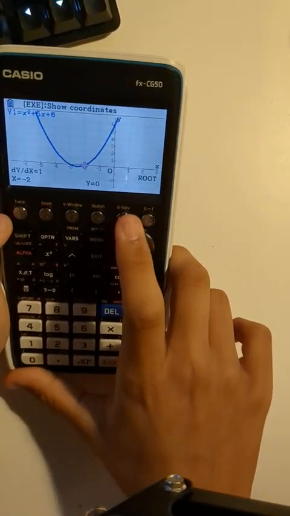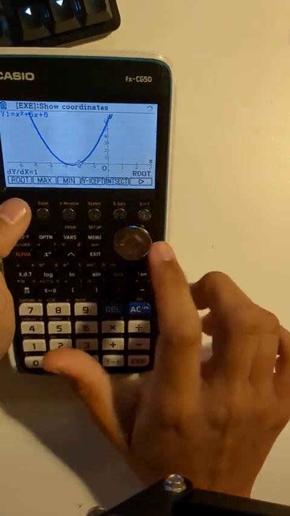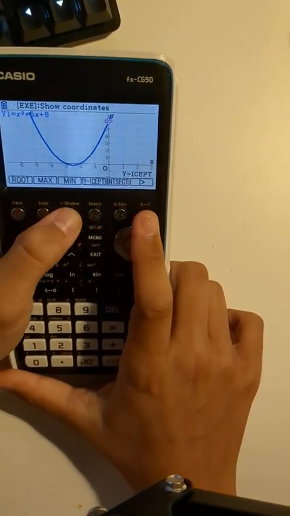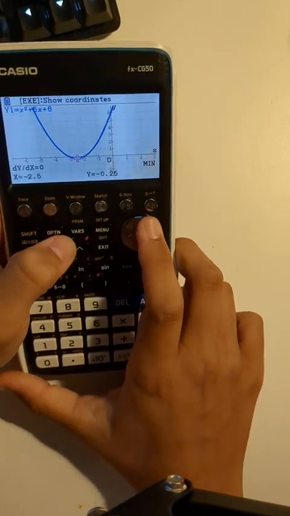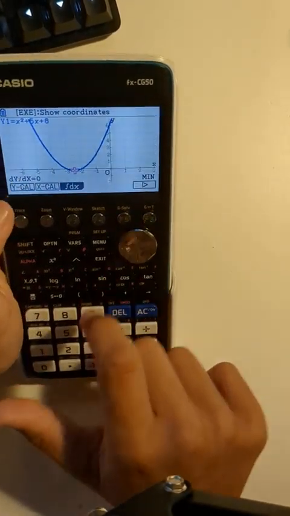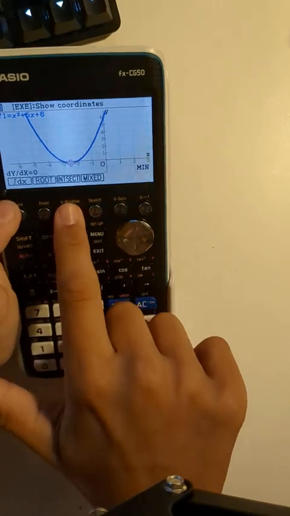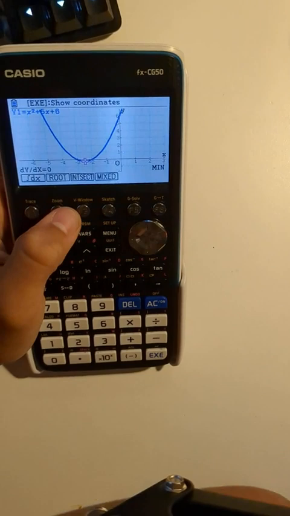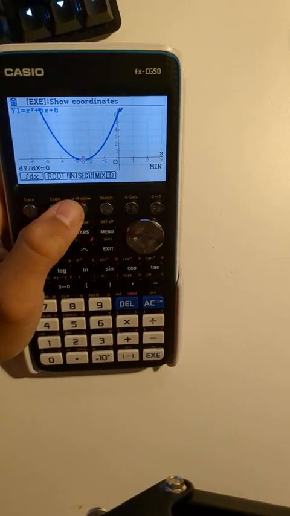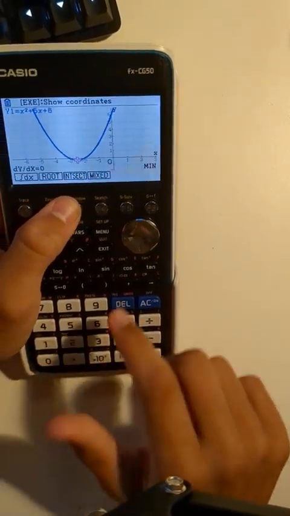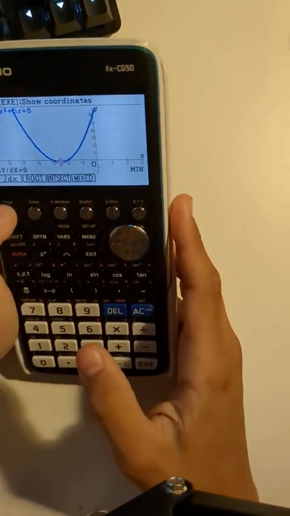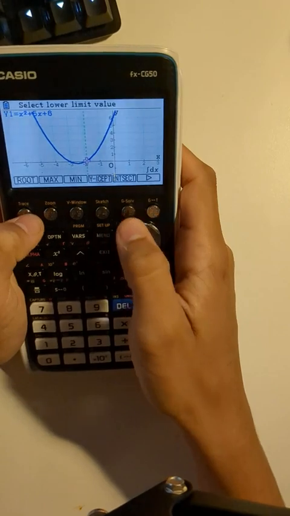But it goes further than that. We can also do y-intercept, like so. Minimum point, which is very useful, like so. If we scroll across, we can do f of dx, where we can integrate the graph. Now, say we know that we want to integrate between this point here and this point here, which is 0 and minus 1. I'm going to, let's go back.